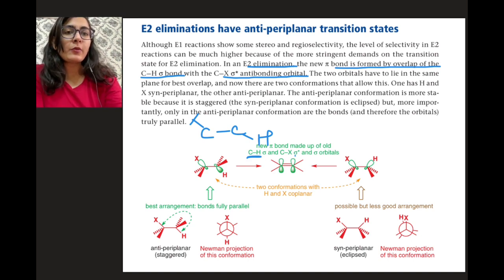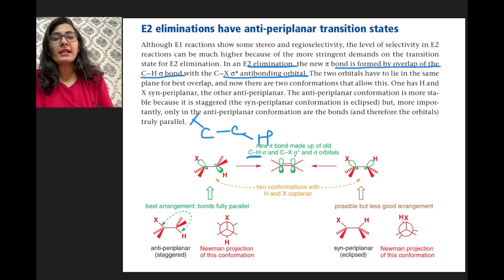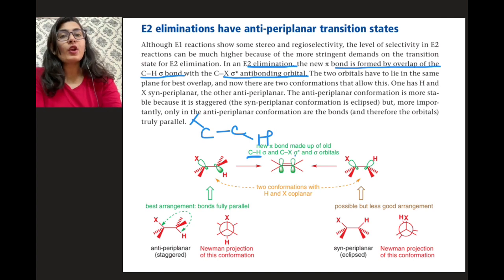For making the pi bond, two of these orbitals should be syn periplanar. What does it mean by syn periplanar? That is, they should be on the same side. They should be at least in the same phase. Okay?